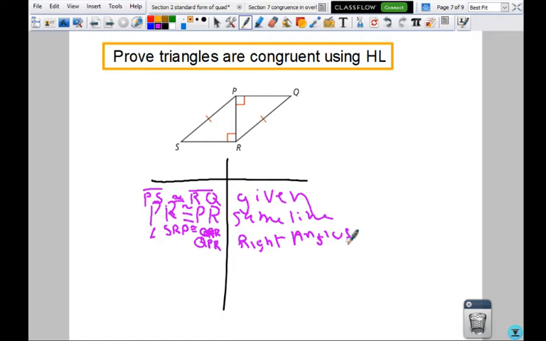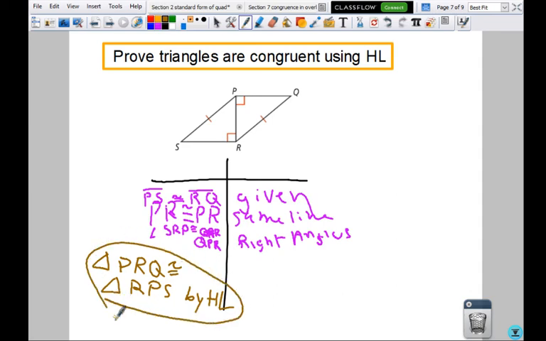And then don't forget, I think I even forgot to do this on my last one. We have to write our congruency statement at the very end here. So I have to say triangle PRQ is congruent to triangle RPQ. Nope, I went backwards. Triangle PRQ is congruent to triangle RPS by HL. I always forget to put this last part on, but we need this final congruency statement, just to show that we're right.